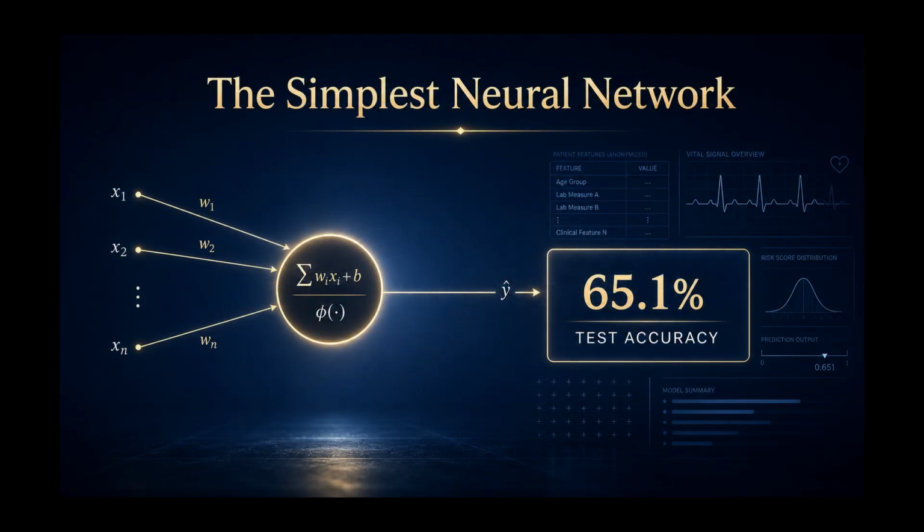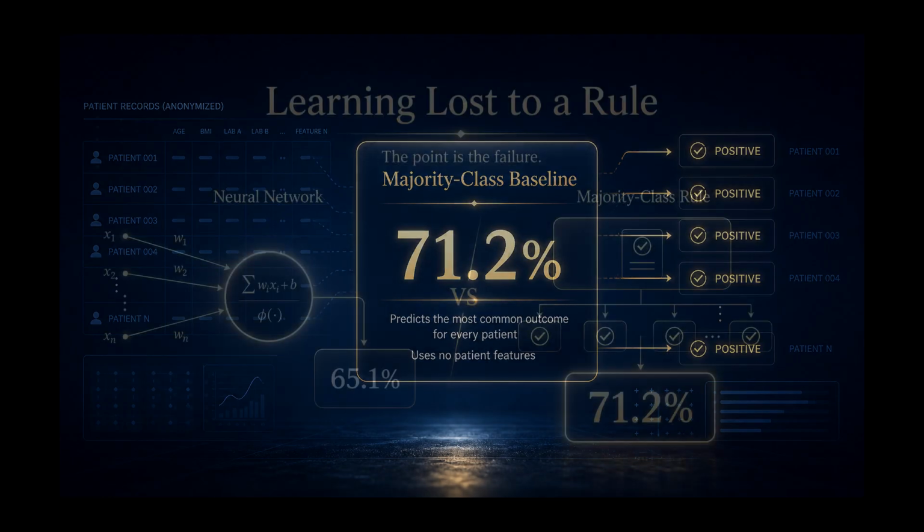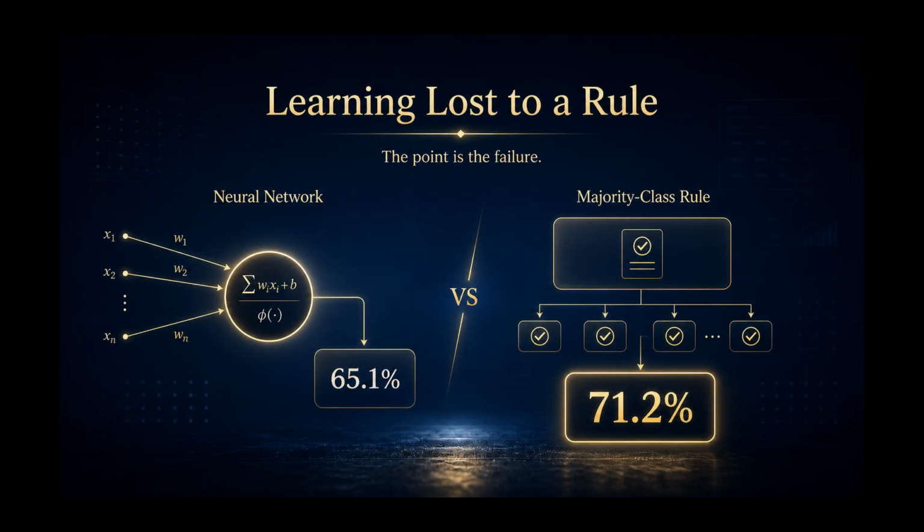Here is the result that sets the tone for this entire video. A perceptron, the simplest possible neural network, a single artificial neuron, is trained on real clinical data to detect liver disease. Its test accuracy is 65.1%. A majority class baseline, a model that predicts the most common outcome for every patient without looking at a single feature, reaches 71.2%.